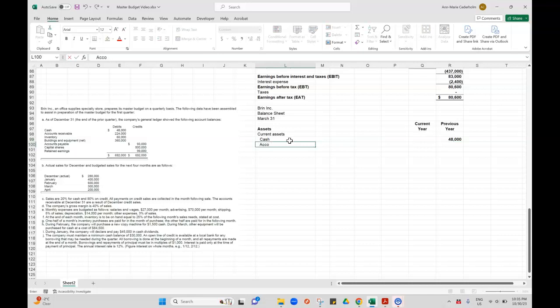Then my accounts receivable for the previous year was $224,000. So I'm just looking at their trial balance, not their balance sheet. Then they had inventory for the previous year of $60,000. And when we add those together, those are their current assets.